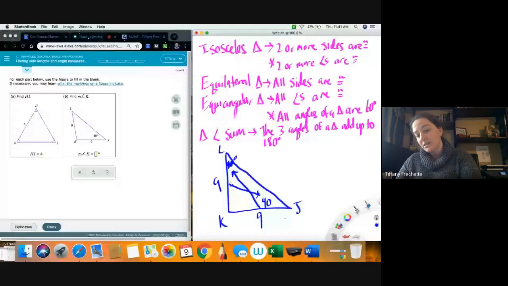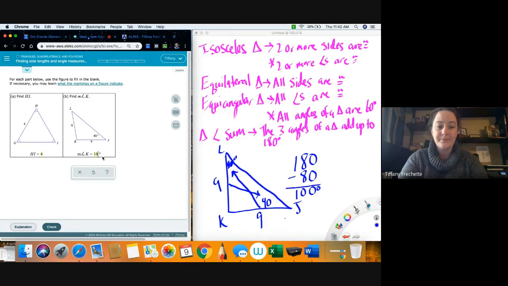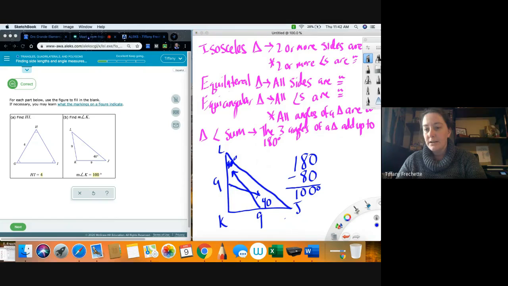But we want this angle here. What do they all have to add up to? 180 degrees. So I'm going to take 180 and I'm going to subtract the 40 and the 40 that I have. I'm just going to put the two 40s together. So I'm going to subtract 80 once instead of 40 and then 40 again. So I end up with 100 degrees. So angle K has to be 100 degrees. So let's go ahead and check this. Yay!